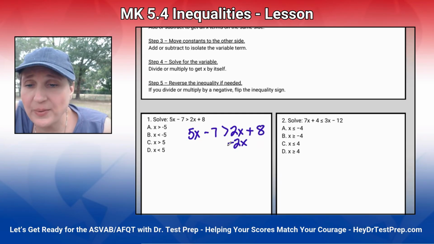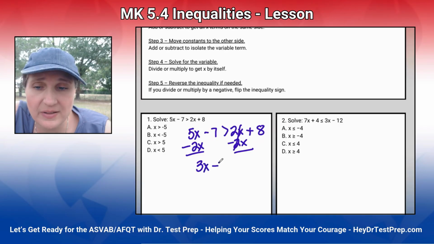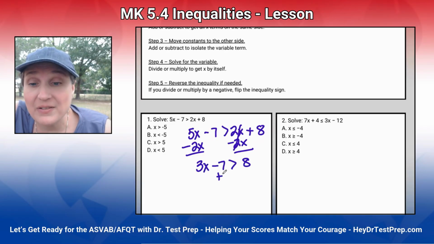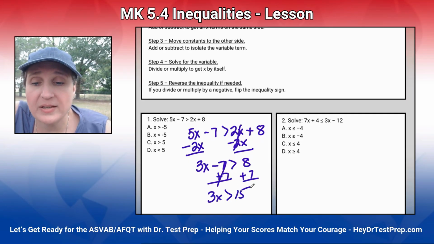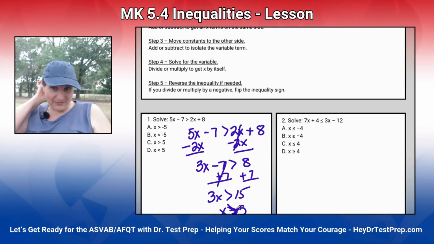So I'll subtract 2x from both sides. I still think this is going to come out, and I don't have the correct answer there. Add 7 to both sides. Oh, no, we're good. And divide both sides by 3. I changed the sign. X is greater than 5.